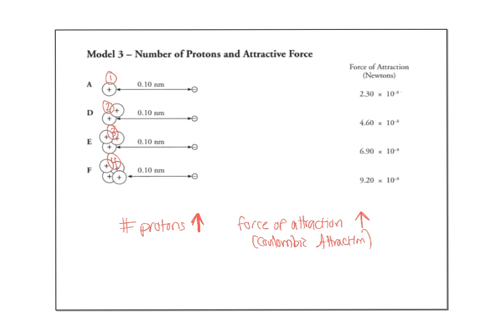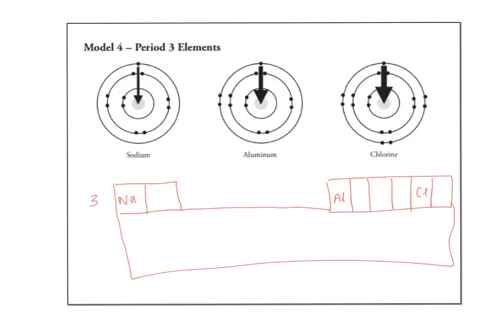Think of this as if I'm putting a tiny little magnet here and a tiny little magnet here. What if I put a big magnet in a tiny magnet, and an even bigger magnet in a tiny magnet, and the strongest magnet in the world and a tiny magnet? That's what's happening here. More force of attraction because we have more protons, or think of it as a stronger magnet.